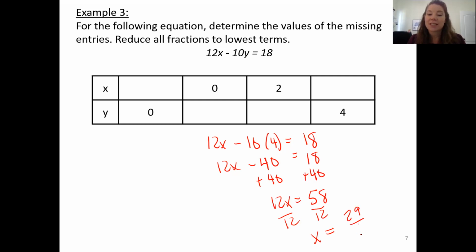So we get 29/6. My dog's in the room with me.